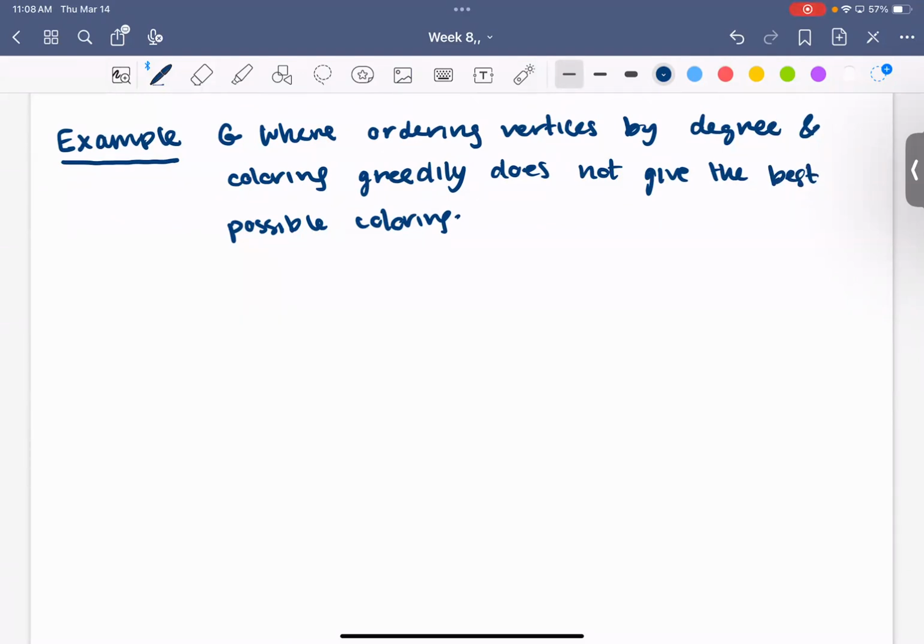Did anyone come up with an example? Yes, they're all degree two. So you're basically just working at the right degree. So can you order these so that you're forced to use 4 colors? Oh, yeah.